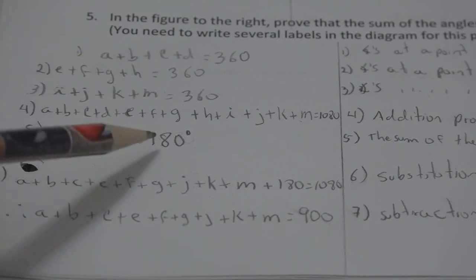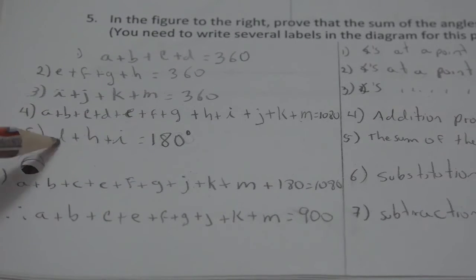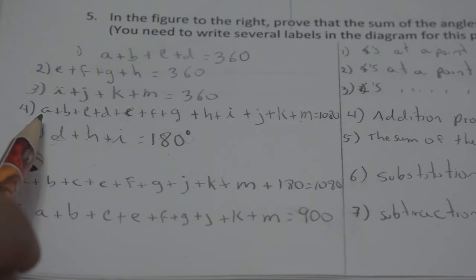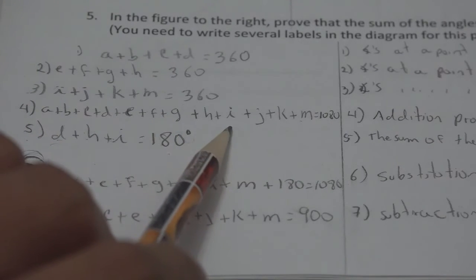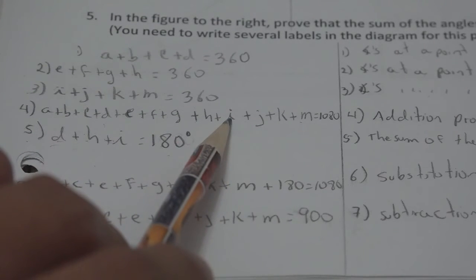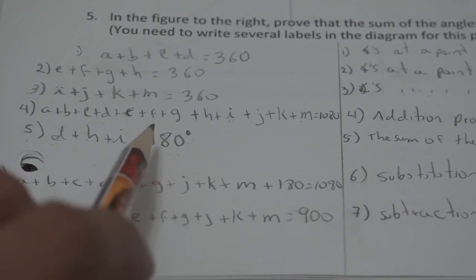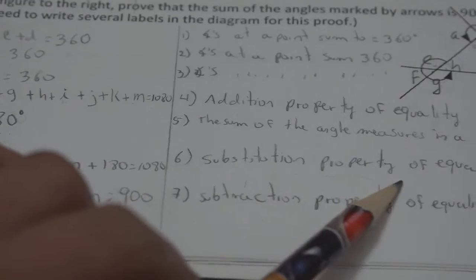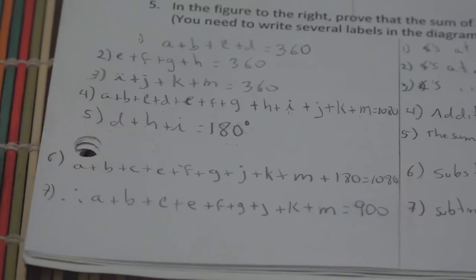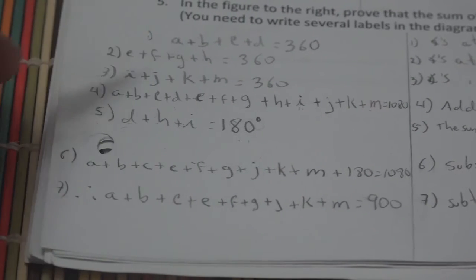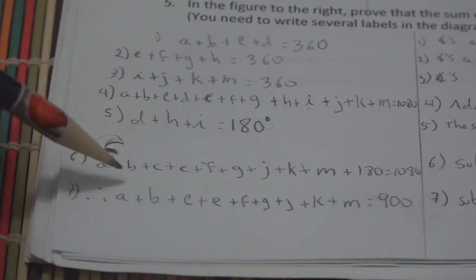So I can substitute these three angles for the number 180. And that's exactly what I'm going to do. Remember what I did over here. All of them, including D, including H, including I. So now this is going to turn into 180. By what? By the substitution property of equality. Okay, so now let me rewrite this.